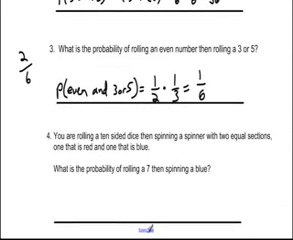Alright, let's look at our last example here. Our last example, you're rolling a 10-sided dice, then spinning a spinner with 2 equal sections, one that is red and one that is blue. What is the probability of rolling a 7, then spinning a blue?